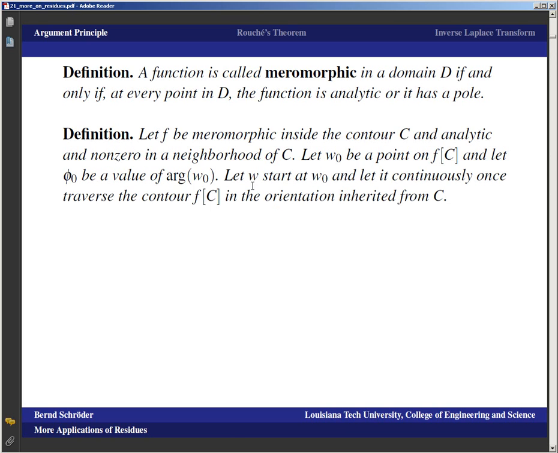And now we want to let the point w start at w0, and we want it to run continuously once around the contour f(C) in the orientation inherited from C. Remember, when we've got a contour, we can parameterize it, and we can stick that parameterization into f in order to get a parameterization of f(C), and that gives us then a way to traverse the contour f(C). That's how we want to follow this point w around, and we want it to continuously traverse that contour.